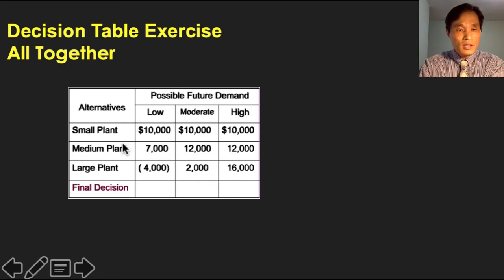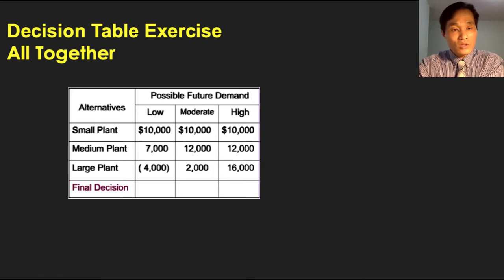Medium plant, if it is moderate and high, it's $12,000 of profit you will be able to gain. And large plant, if it turns out to be a very good demand, then you will make lots of money. Otherwise, it's not really worth it. So that's the situation. And as a person who is investing money, you want to evaluate all the alternatives and find out what alternatives that you want to use.